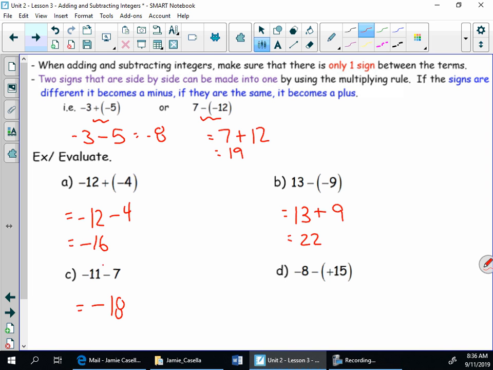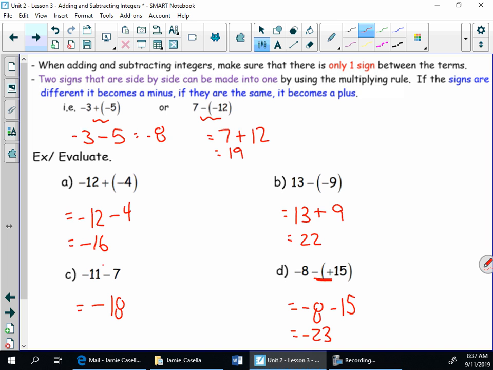And the last one, negative 8 minus positive 15. Ooh, minus plus. I don't like that. Negative 8's okay, but minus plus, those are different. So I got to change into a minus sign. Now I'm ready to collect. I got a whole bunch of negatives. They're all negatives, which means I get a big old negative number. And 8 and 15 comes out to 23.